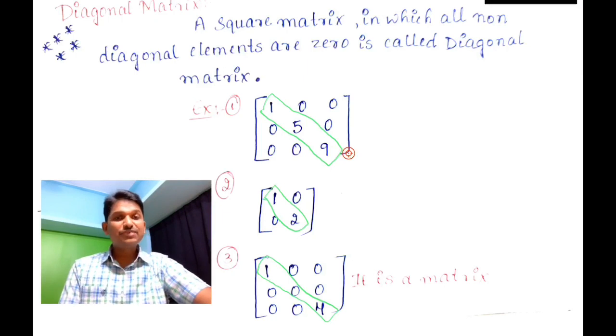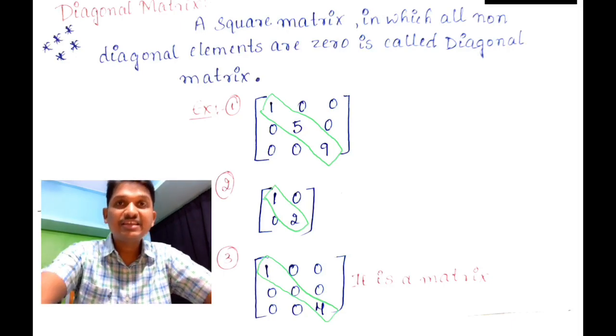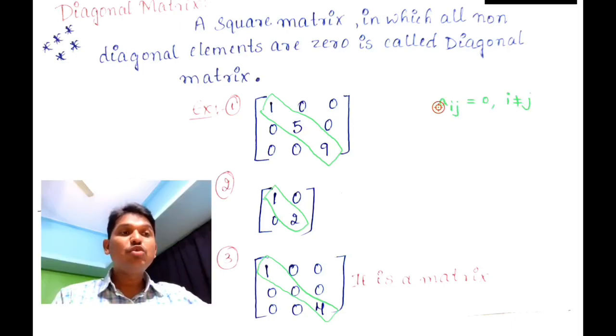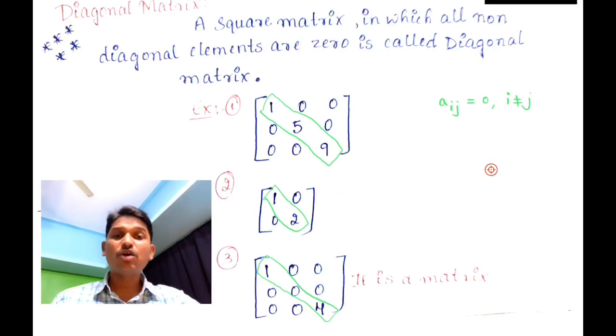Third version: we can also say a square matrix A with entries a_ij such that a_ij equals 0 whenever i is not equal to j. I will write it here to avoid confusion. a_ij equals 0 whenever i is not equal to j. Here ij represents the ith row and jth column. This is the third version. I don't want to make it complicated.